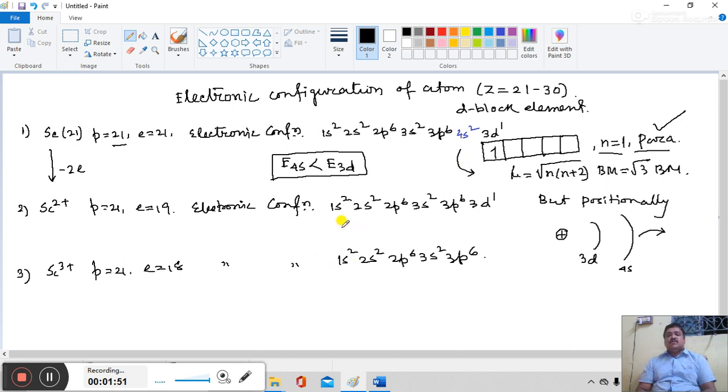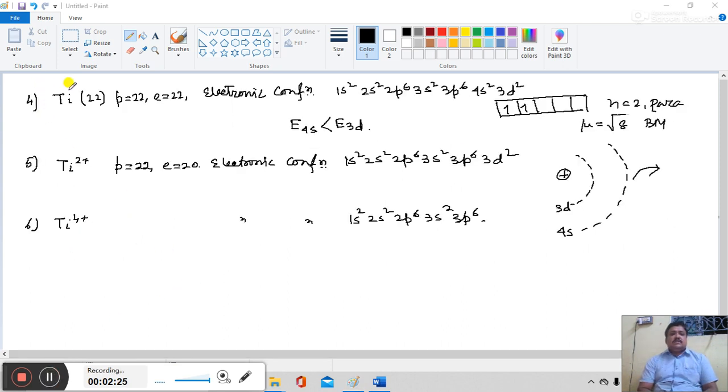Releasing these 2 electrons, the electronic configuration becomes 1s2 2s2 2p6, 3s2 3p6, 3d1, and finally the Sc3+ configuration is 1s2 2s2 2p6, 3s2 3p6. When Sc2+ releases 1 electron, it converts to Sc3+. Here in Sc2+, the outermost electron is in 3d1, and releasing it converts Sc2+ to Sc3+.